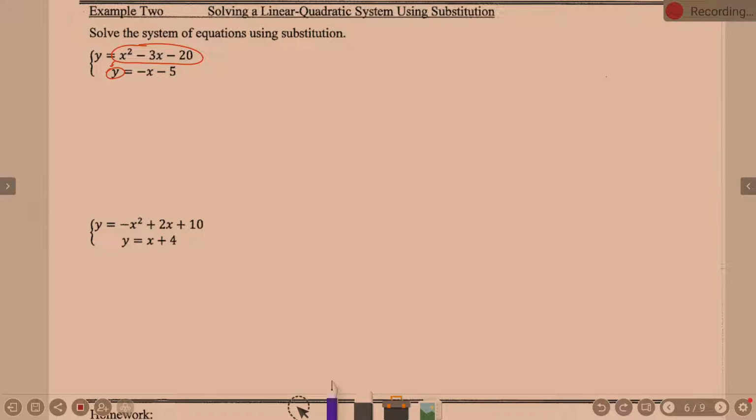So if I plug that into the y, I have the equation x squared minus 3x minus 20 equals negative x minus 5. Okay, our job is to solve this equation. We've done this more recently.